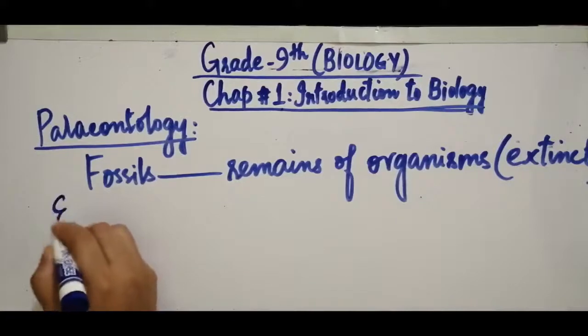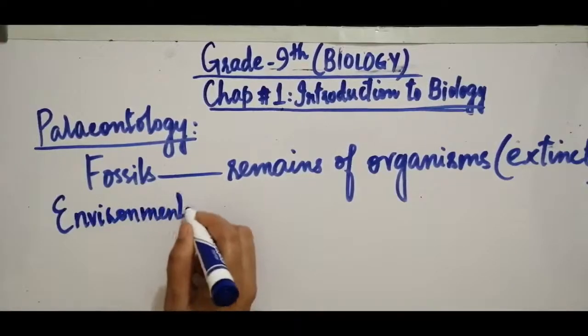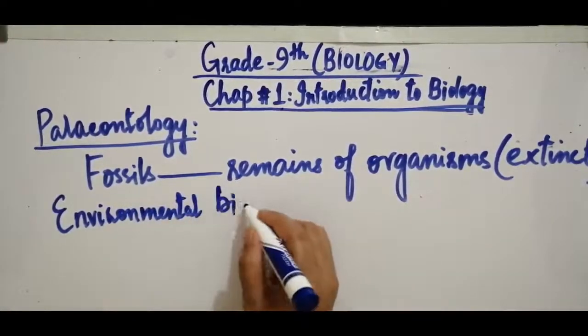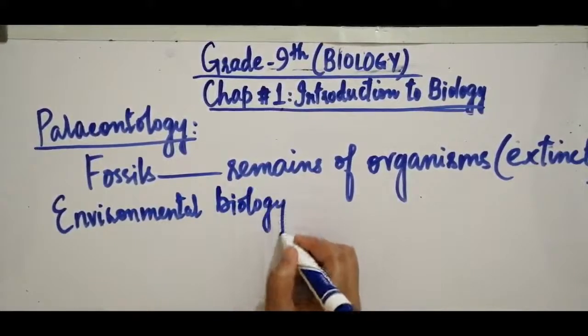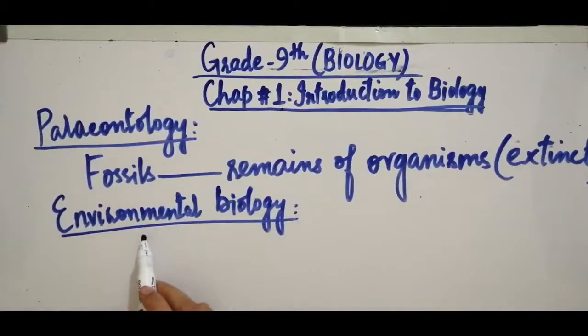Now the next branch is environmental biology. By the name environmental, it is clear to us that it is the branch of biology dealing with the environment of living organisms, but not only the environment and living organisms' contact, relationship, and interaction, but also the effect of living organisms, especially man, on the environment is studied under this branch.